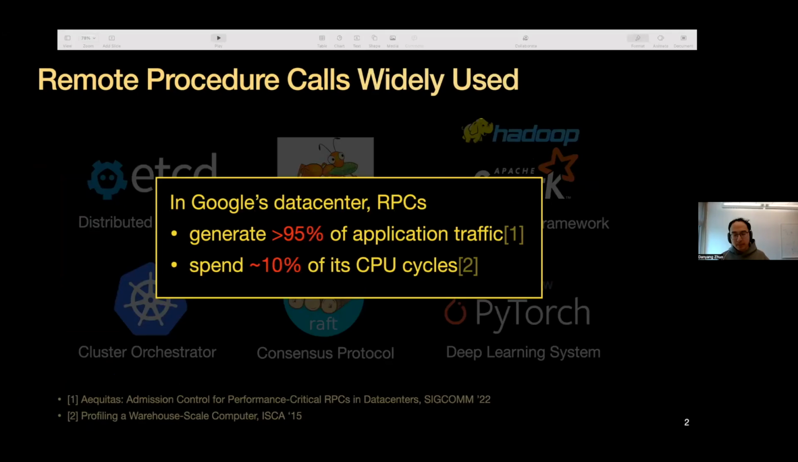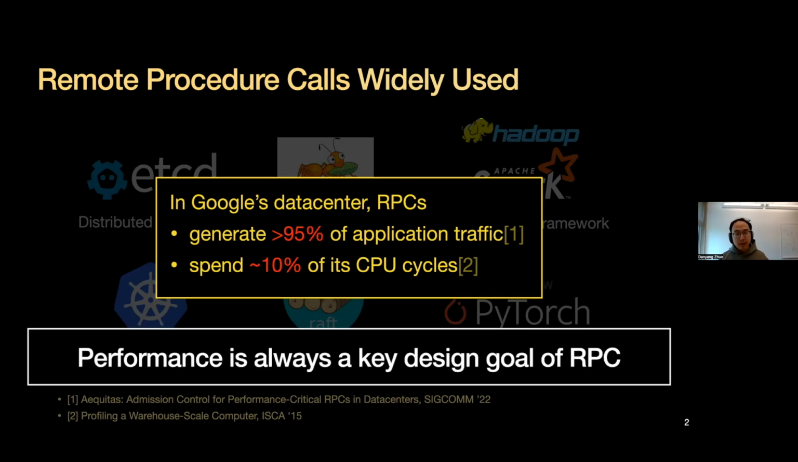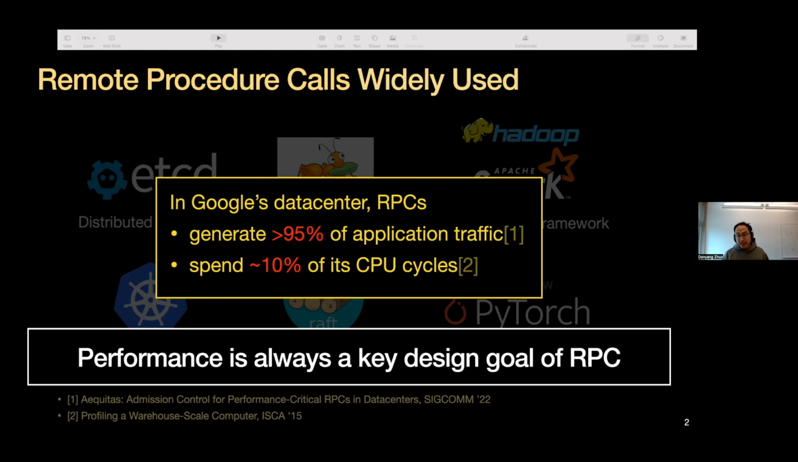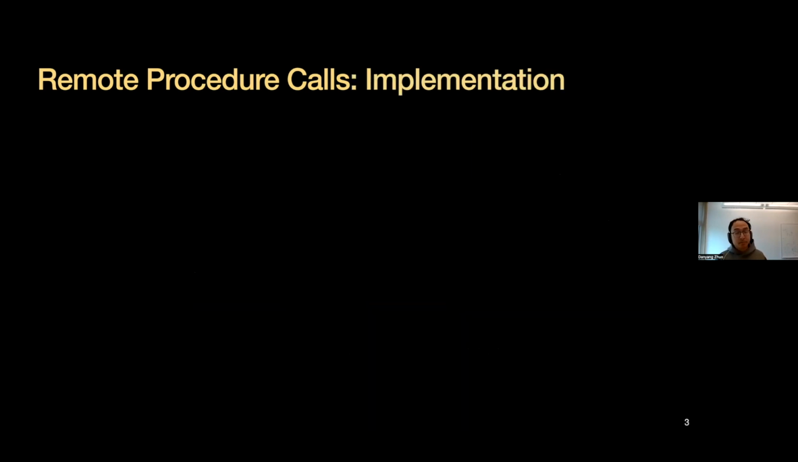RPCs are widely used. I don't need to repeat that. It is used in a lot of different applications. And for RPCs, the performance actually matters a lot. I mean, the data plane performance: in Google's data center, RPCs generate 90% of the application traffic, and the Google data center spends around 10% of its CPU cycles on RPC processing. And performance is always the key design goal for an RPC library or RPC system.